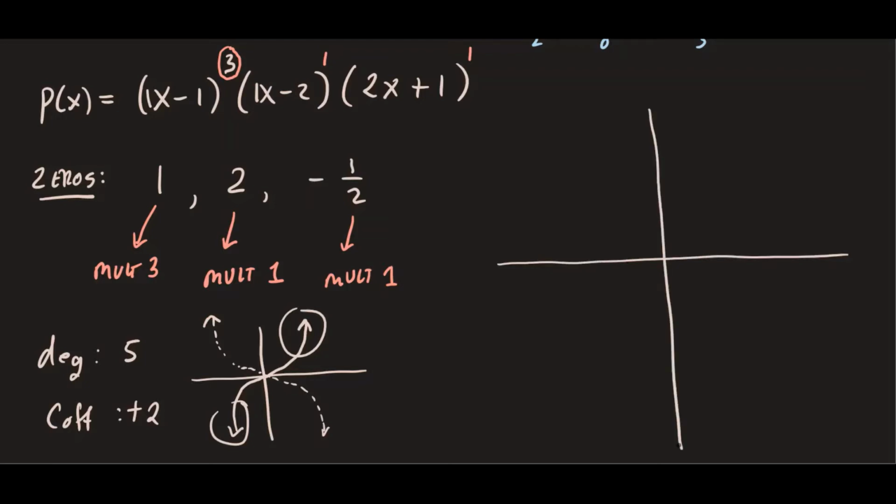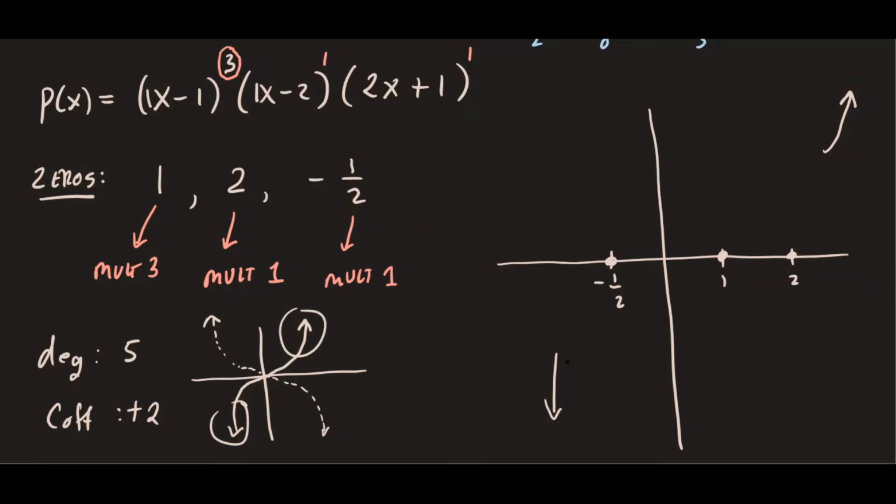So we have negative 1/2, 1, and 2. So those are the zeros. And then we do the end behaviors. So on the left end, we have negative infinity. And on the right end, we have positive infinity. And now we're going to figure out in between by looking at the multiplicity. So we're going to start off with negative 1/2, which has a multiplicity of 1. So we're just going to cut through it and then go to the next 0.